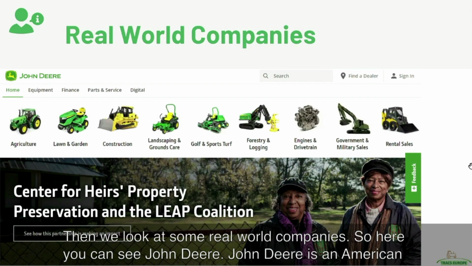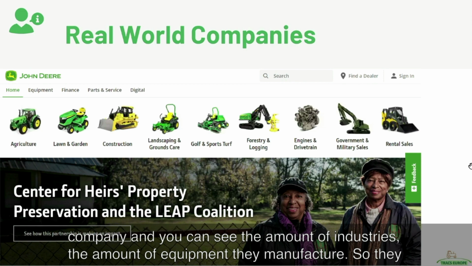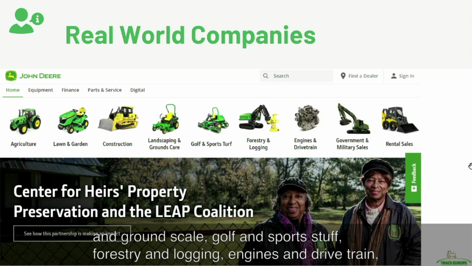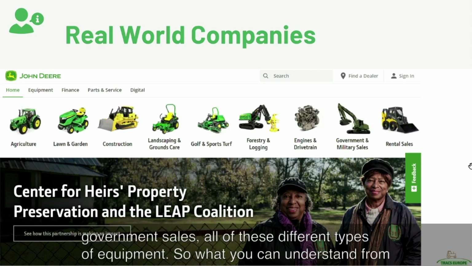We'll look at some real world companies. Here you can see John Deere. John Deere is an American company, and you can see the amount of industries, the amount of equipment they manufacture. They manufacture agricultural equipment, lawn and garden equipment, construction, landscaping and grounds care, golf and sports stuff, forestry and logging, engines and drivetrain, government sales, all of these different types of equipment.